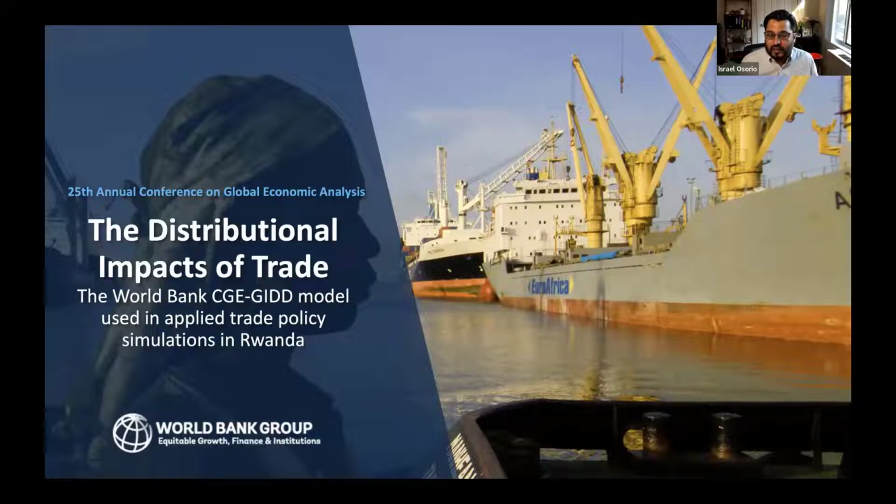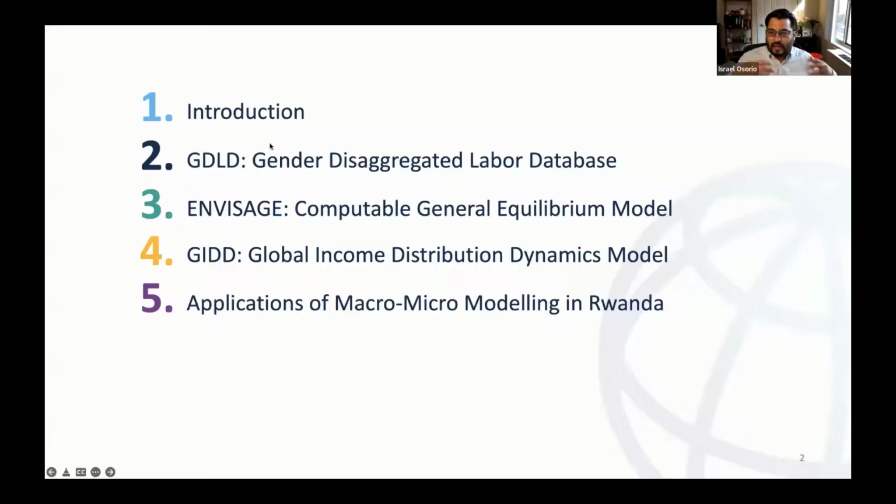our clients in what they want, which is to know not only the distributional impacts of trade policies, but also the creation of jobs. That's the main reason. That's what they want to hear. How many jobs is this trade agreement going to bring to my country and where are they located? So for this reason, I'm going to start with the introduction, but I organized this presentation in 3 parts.